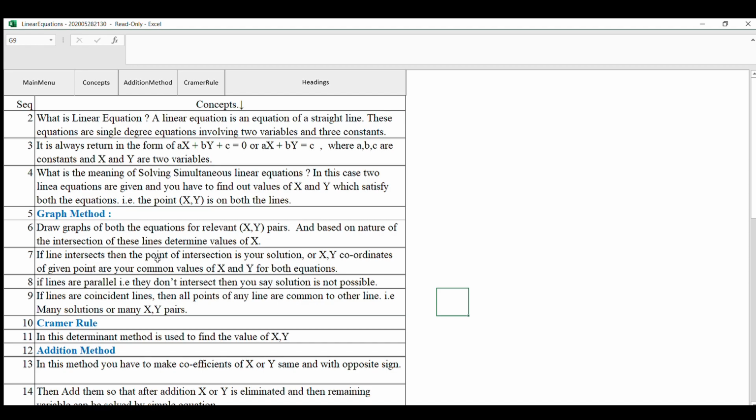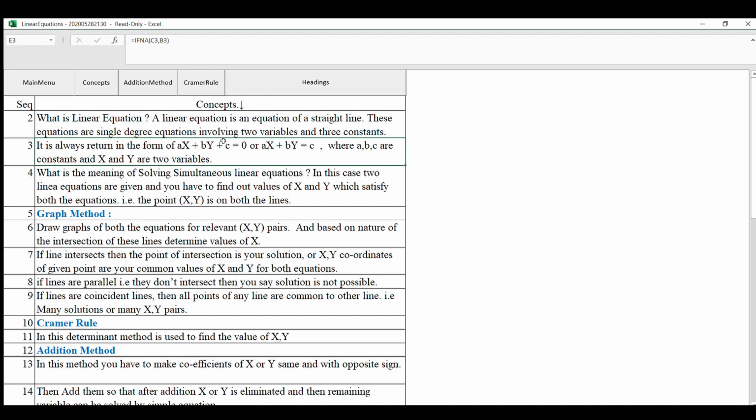It is always written in the form of ax plus by plus c is equal to 0. Look at row number 3. ax plus by plus c is equal to 0, or ax plus by is equal to c, where small a, b, c are constants and capital X and y are those two variables.